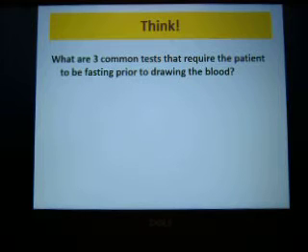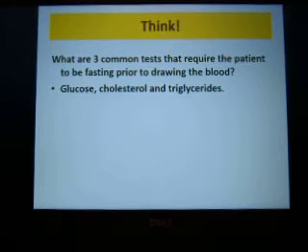So one of our think questions, what are 3 common tests that require the patient to be fasting prior to drawing the blood? This was in one of our slides earlier we talked about. Okay, glucose, cholesterol, and triglycerides.